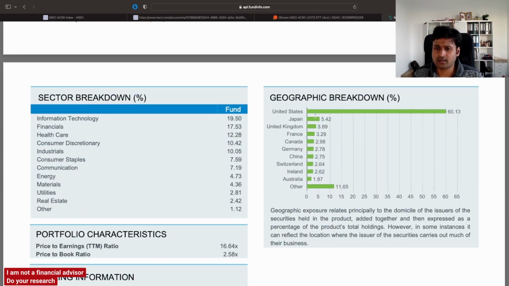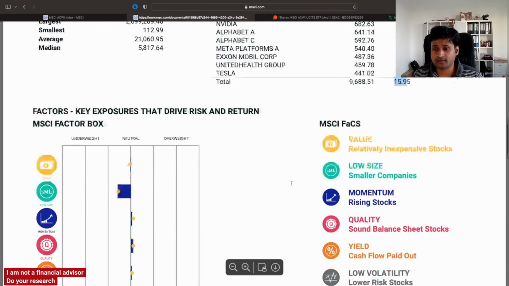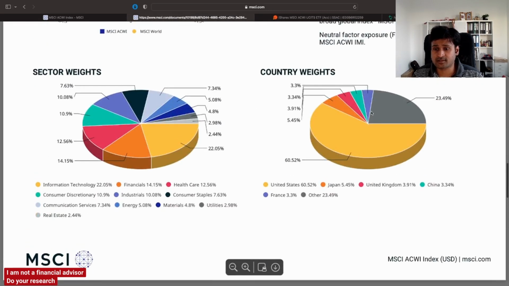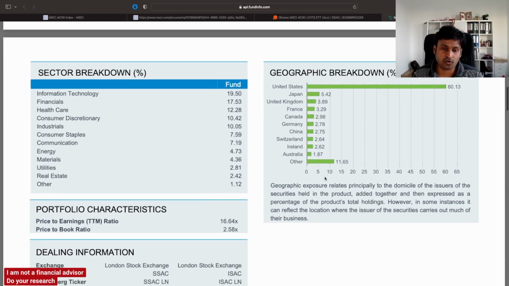So what you see here is the United States 60.13. I think it's more or less close to the index. What I already see here is that China is pushed down below Germany. If you look at the index itself, it should be above France, right? It should be the fourth biggest. But as for the fund here, it's like the sixth biggest. So they are not closely following the index. So this is not a good sign for me to invest in.